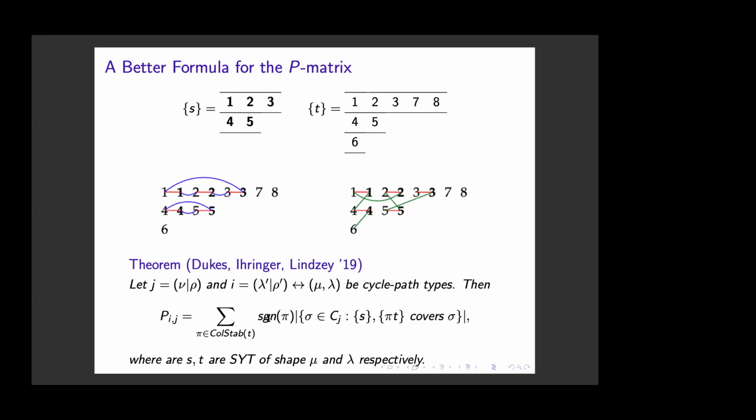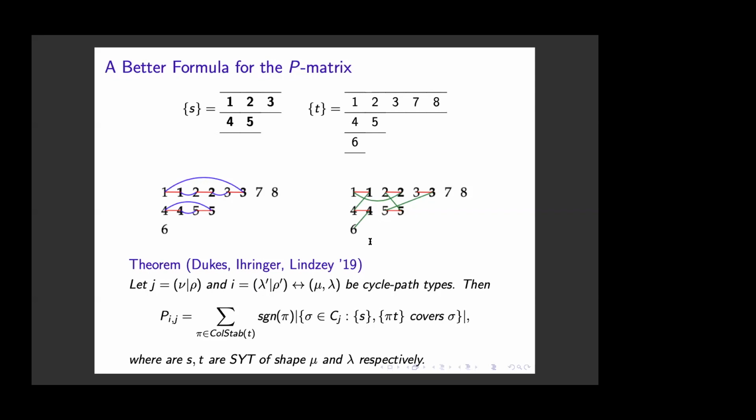Okay, so maybe a quick example. Back to this green injection that we talked about. For instance, this green injection here would contribute 0 to this sum here, because there's no way that I can permute the columns of T so that I get this green injection to be covered.